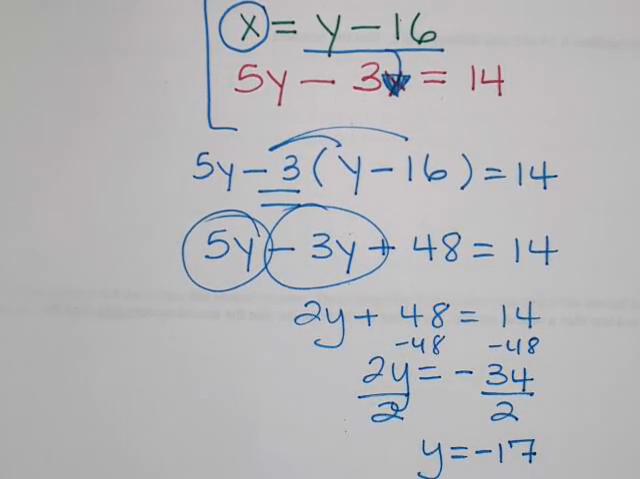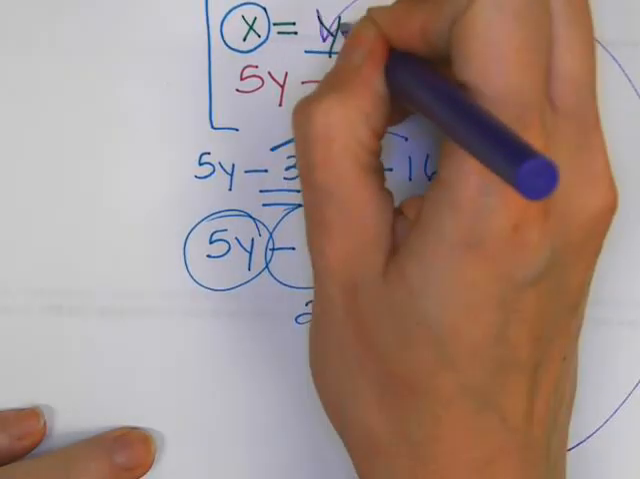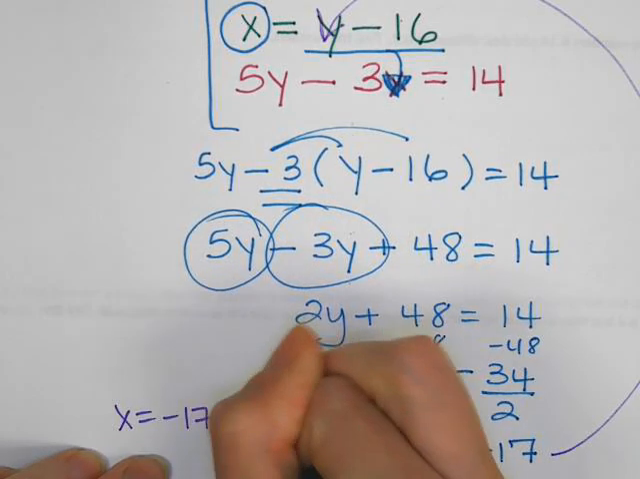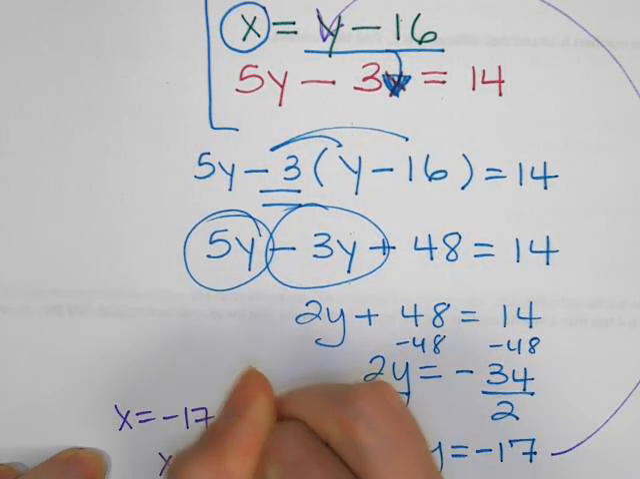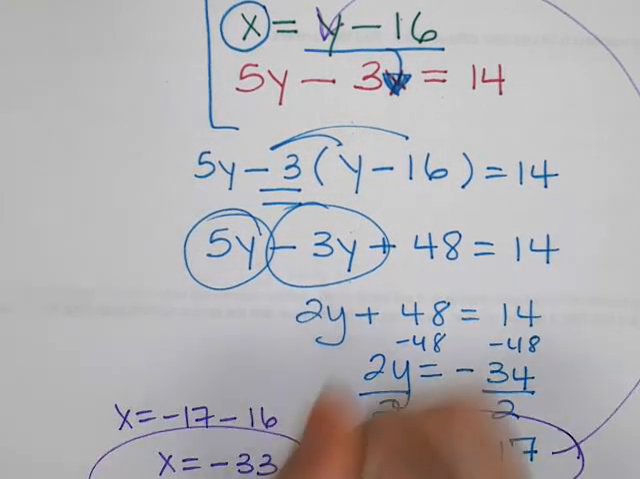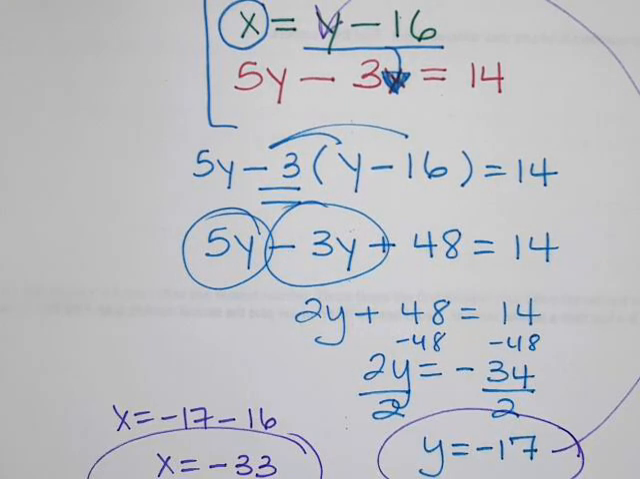And then we're going to plug that in to solve for x. So if y is negative 17, let's plug that in. And x is going to be negative 17 minus 16, which makes negative 33. So our two answers are negative 33 and negative 17.